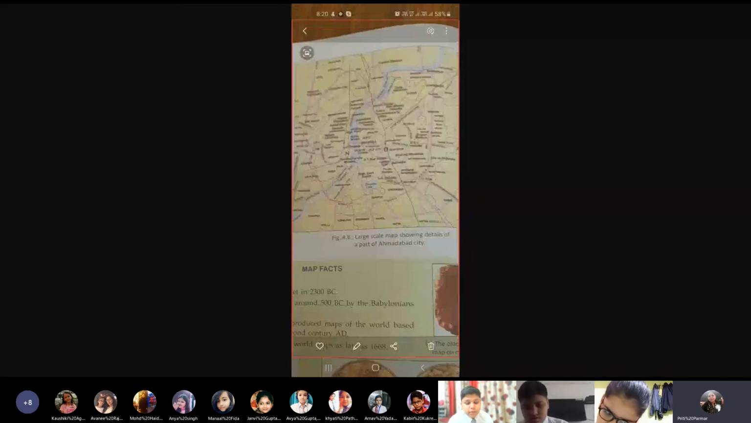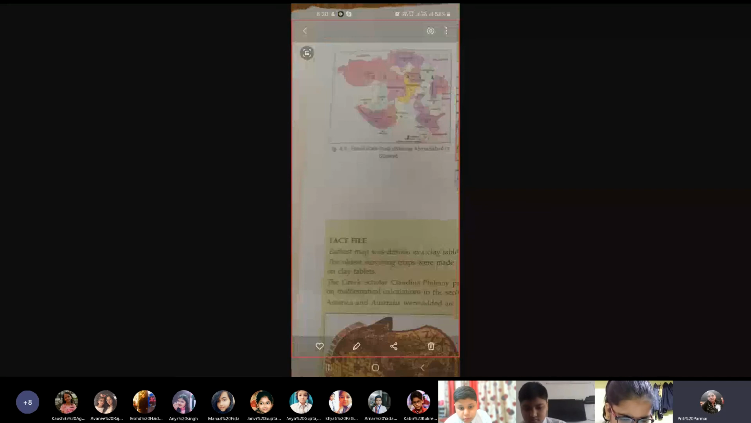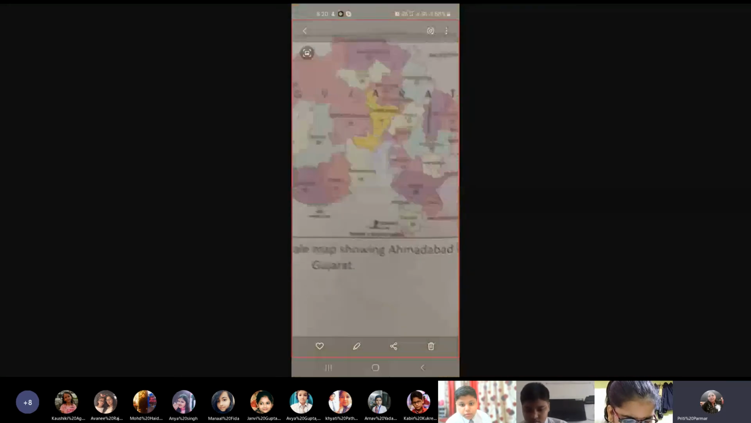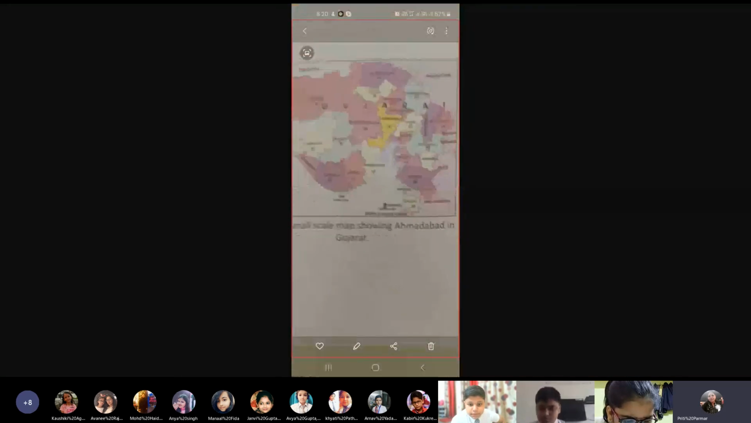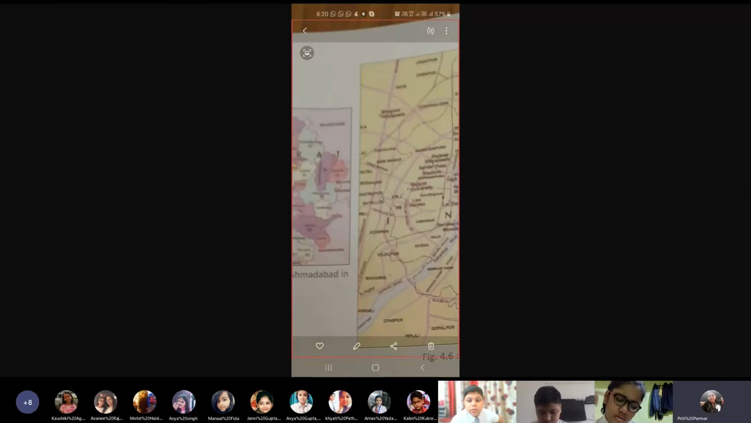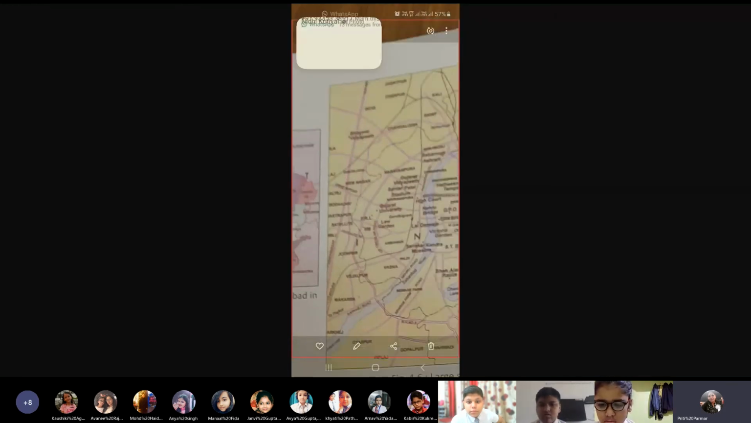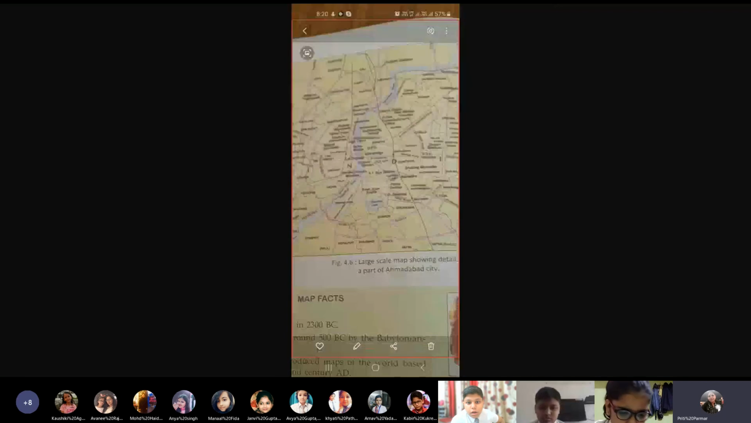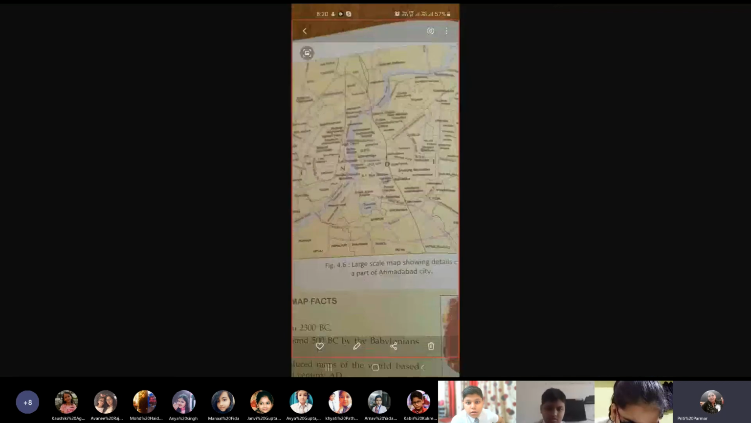Now we all know that Ahmedabad is in Gujarat. Here they have showed you Gujarat along with various other places also. So this is a small scale where they have shown you larger area. When you take a larger scale, you show smaller area. And this smaller area like Ahmedabad city's details are shown. Clear?